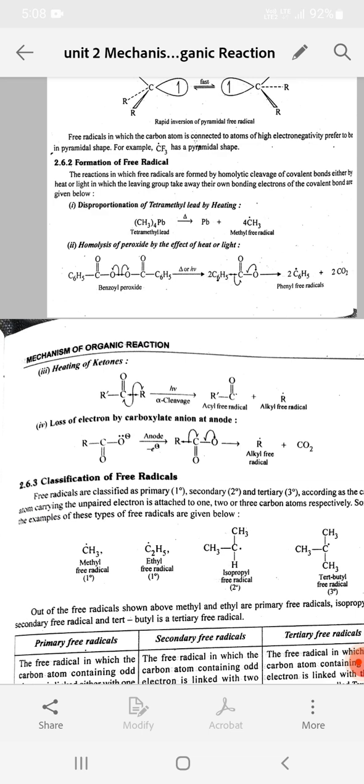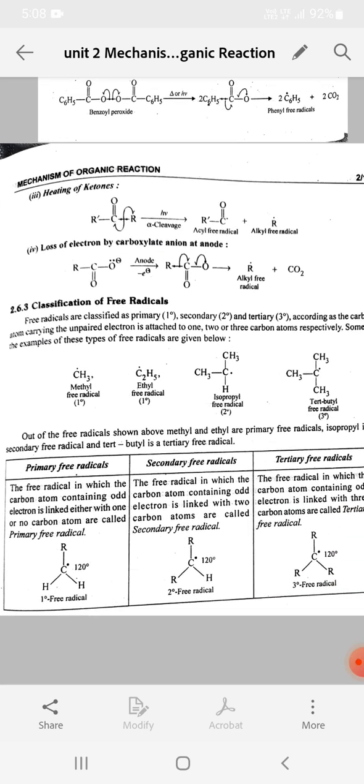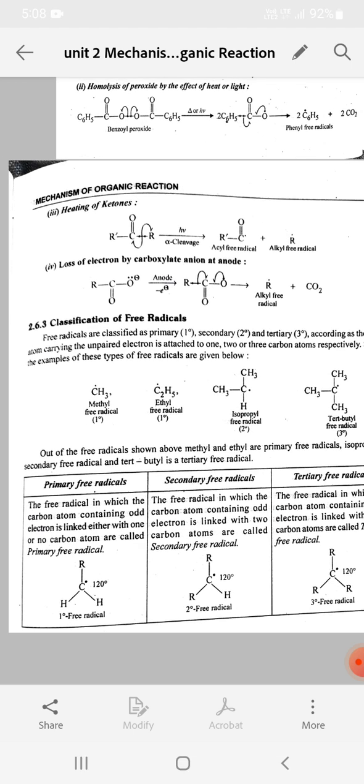unpaired electron is attached to one, two or three carbon atoms respectively. Some examples of this type of free radical are given below.